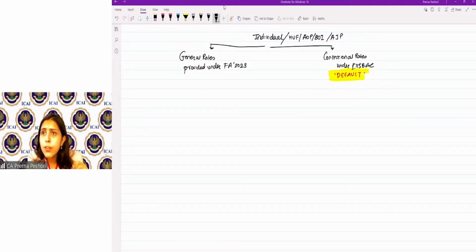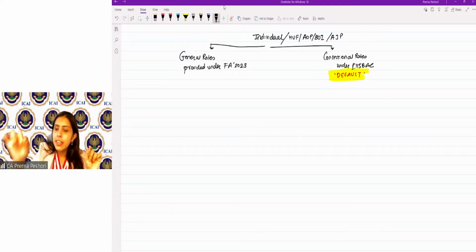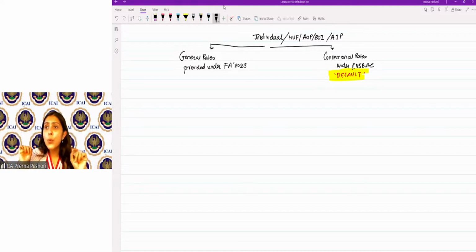Similarly, under 115 BAC as well. Now, 115 BAC is a special provision which is applicable. But despite that, 115 BAC overrides the other sections. It says, notwithstanding anything contained in this Act. Now, what do we understand by notwithstanding anything contained in this Act?